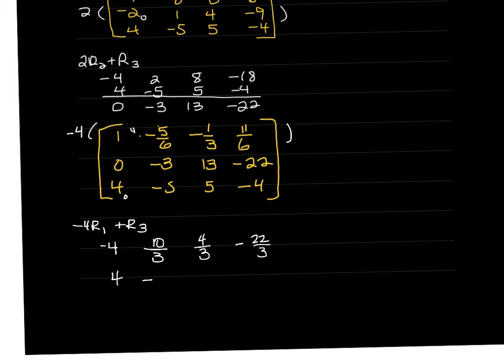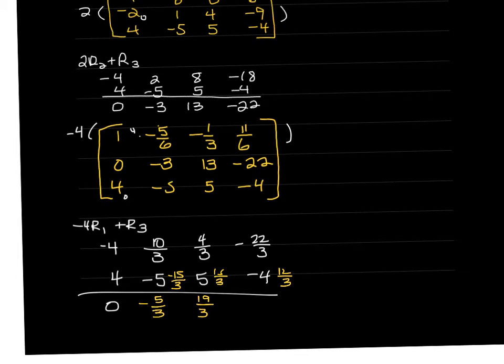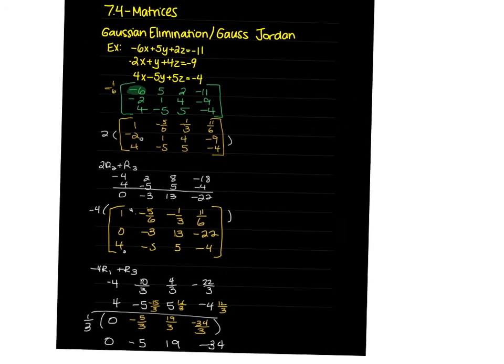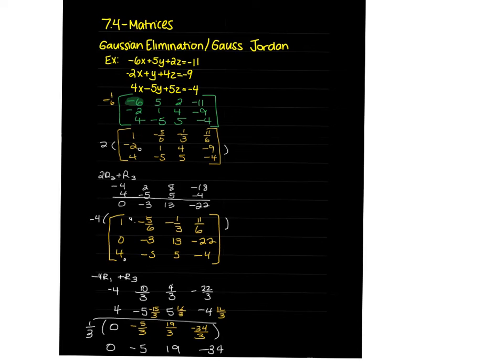Plus row 3. This becomes -15/3, so this is -5/3. This becomes 15/3, 19/3, and this becomes 12/3, which is -12/3, sorry, which is -34/3. And then I can actually multiply this whole thing by 1/3 to get rid of those denominators, and it'll save me the next step. Because once the 0 is there, I can actually multiply that by 1/3. So now that takes the place of row 3.